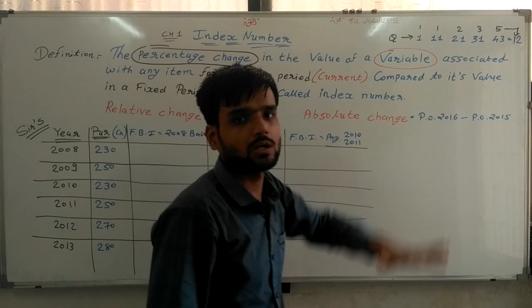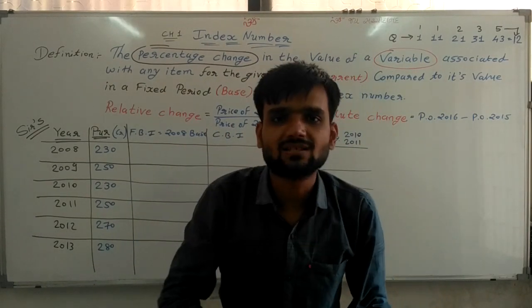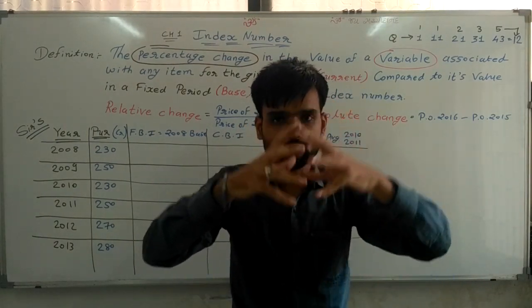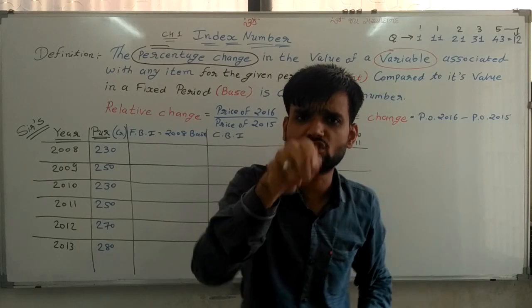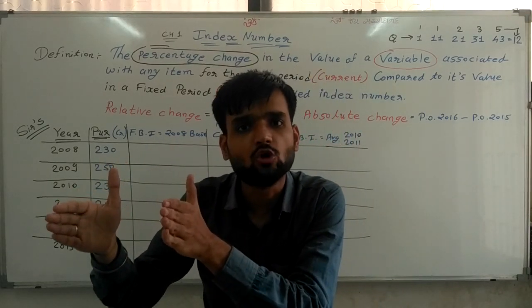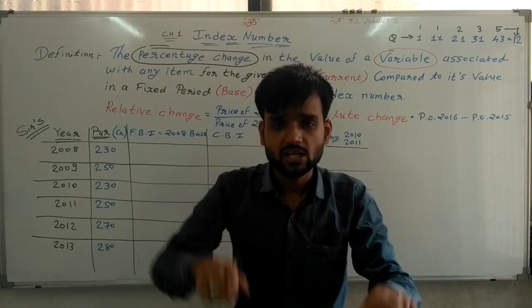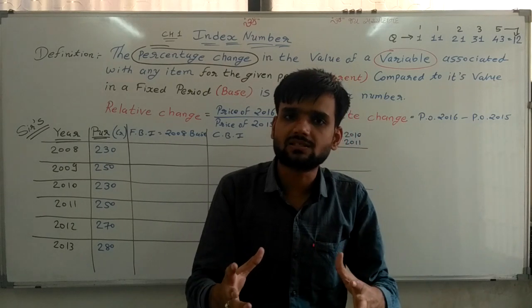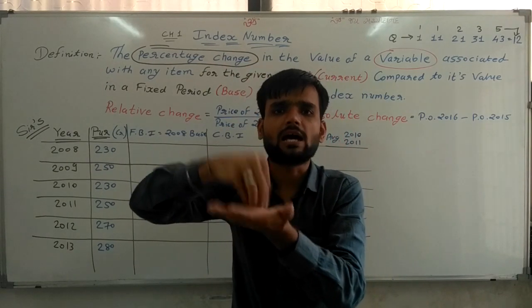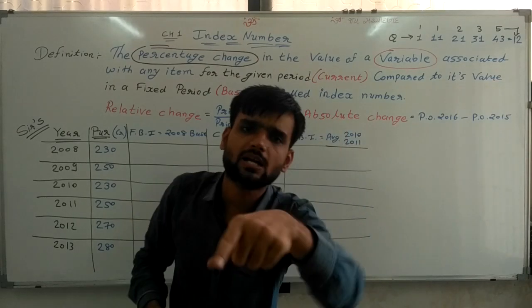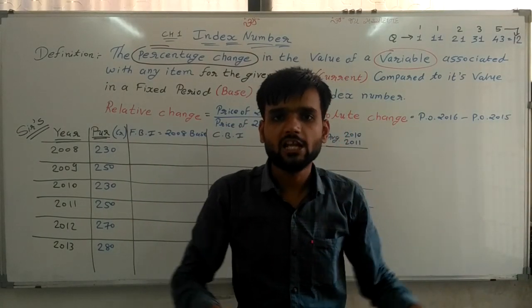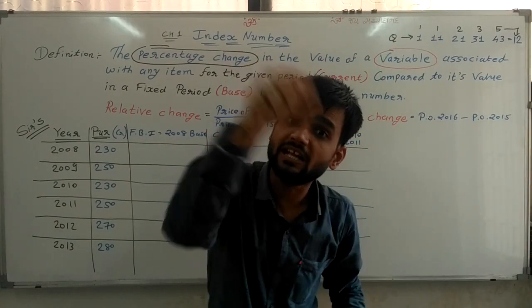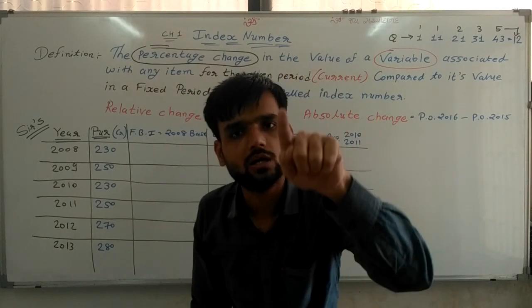That is called index number. So what is index number? Sir, index number is a percentage change value, in which there is a percentage change in the value of a variable. Now how is that change considered? The current year price, the current year variable, is compared with the base year variable. And if we compare the current year with the base year and find its percentage, then it is called index number.